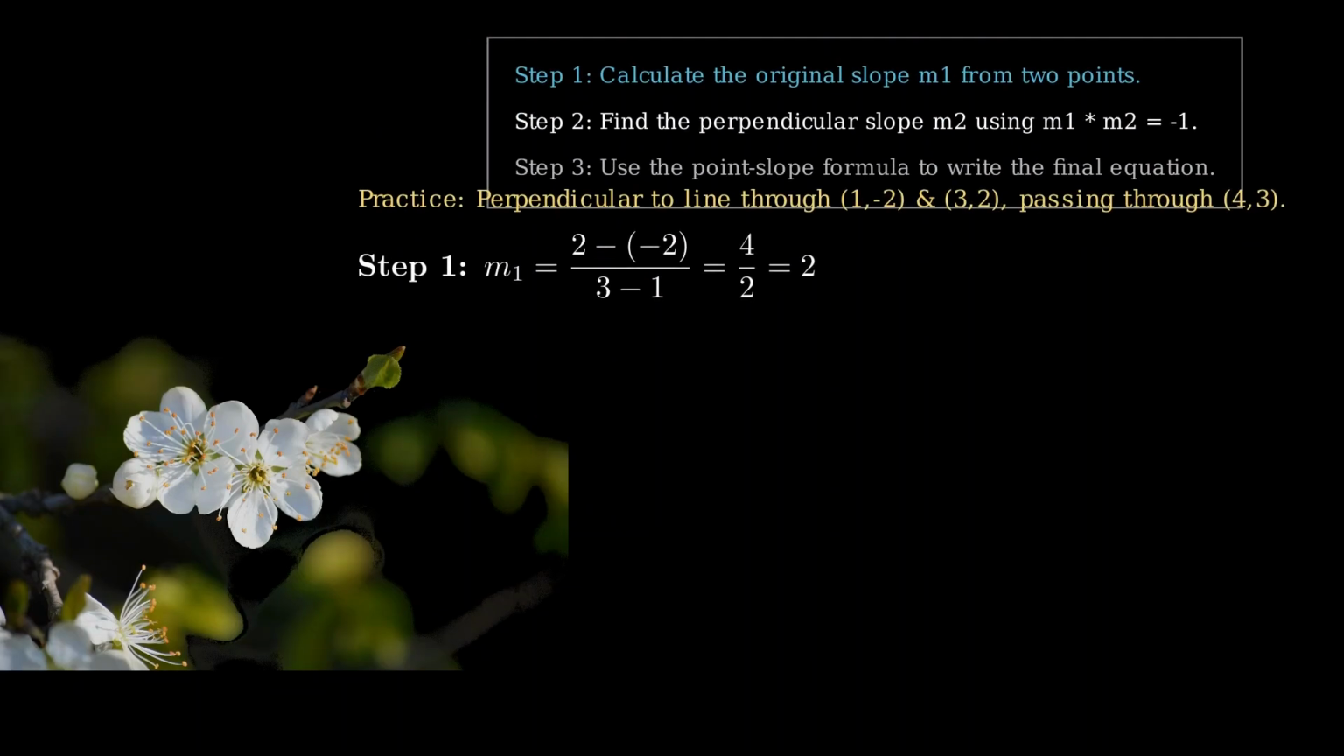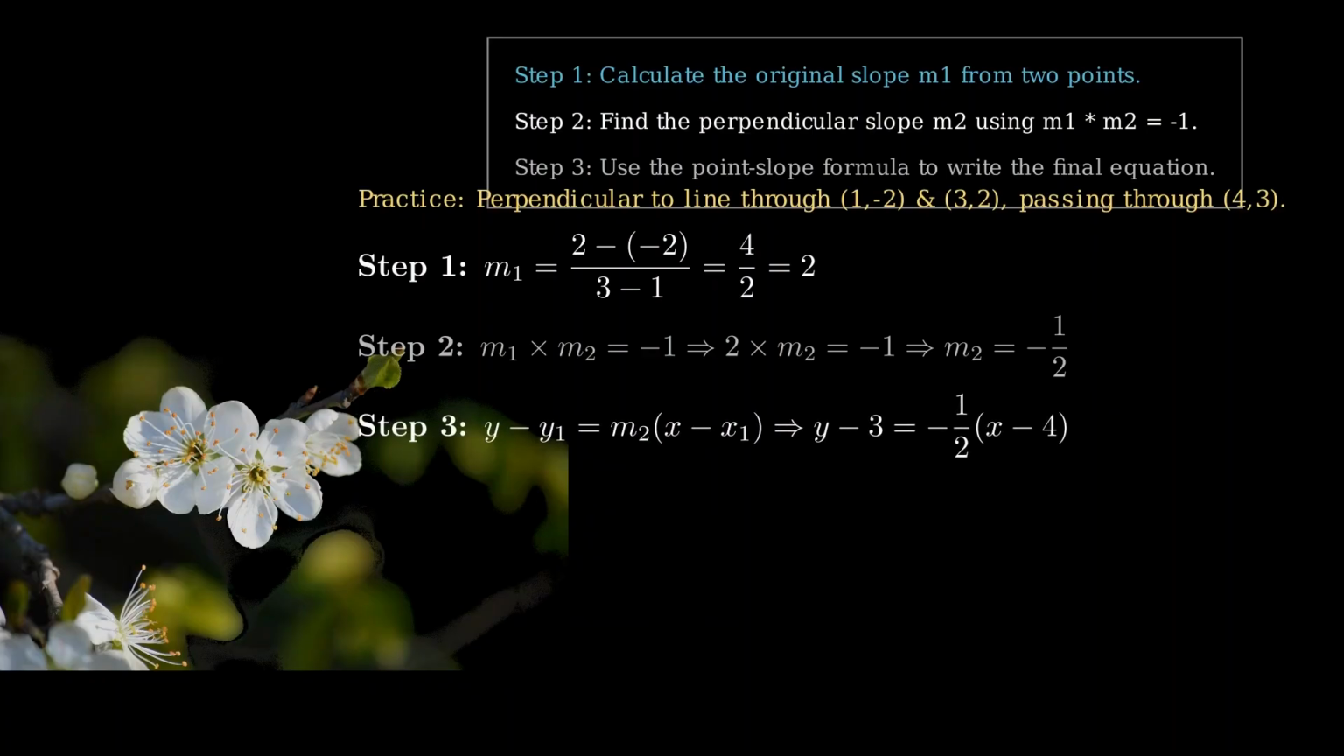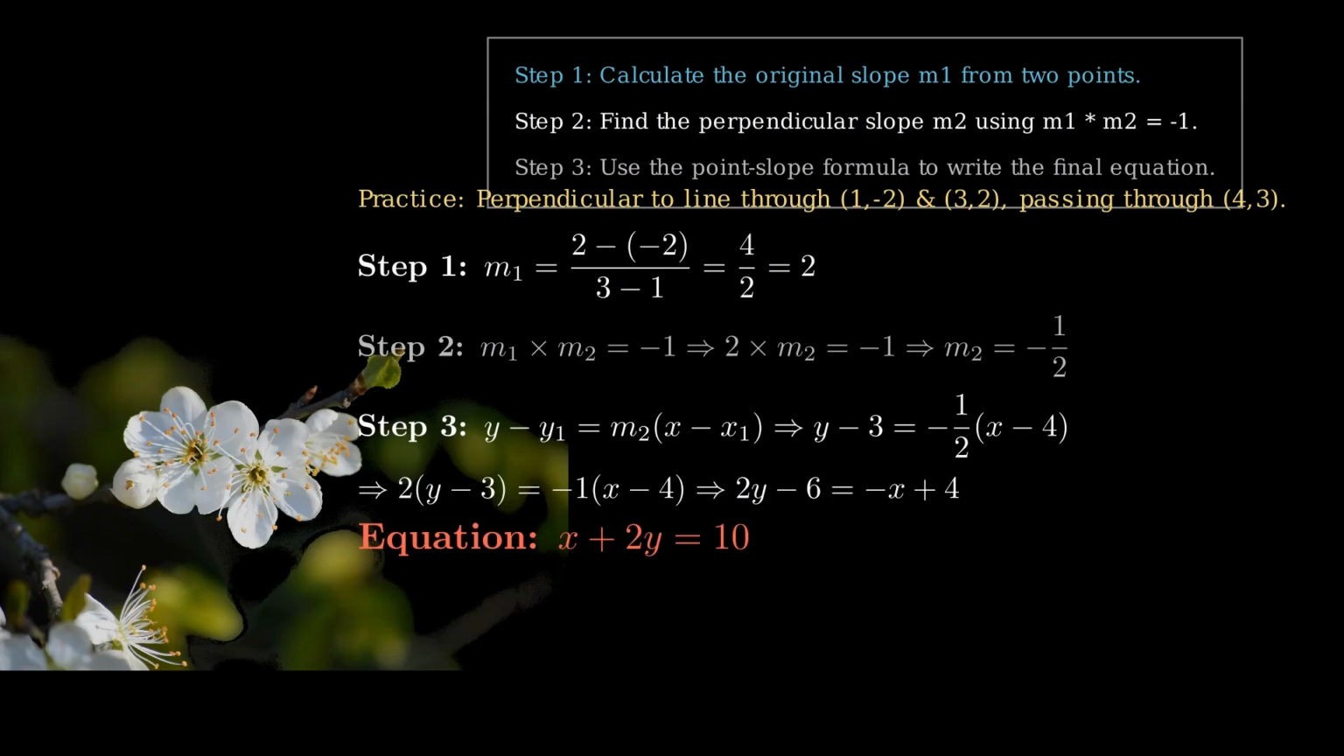Determine the equation of the line passing through 4, 3 that is perpendicular to the line through 1, -2 and 3, 2. Step 1. Find the original slope m1. The difference in y over difference in x gives 2 minus negative 2 over 3 minus 1, which equals 4 over 2, or exactly 2.